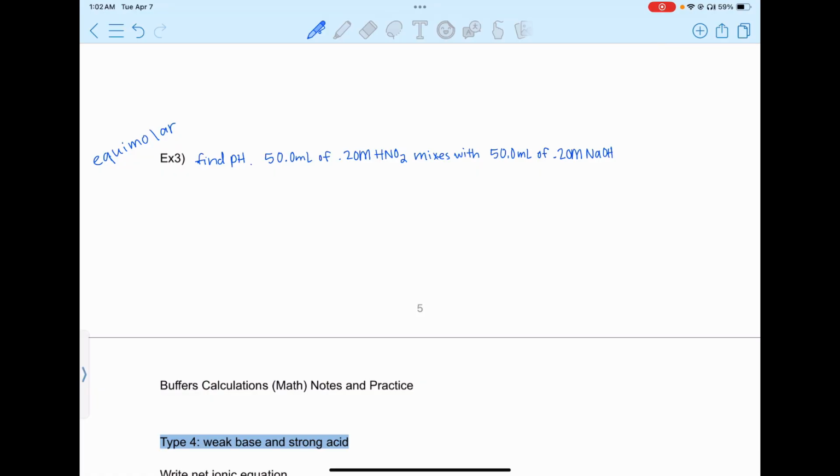Following similar steps, but we're going to have several extra steps on the end. Let's get into it so I can show you why. First thing we're going to do, like always, write that net ionic equation. Let's find those new molarities. Let's get them into that ICE table.